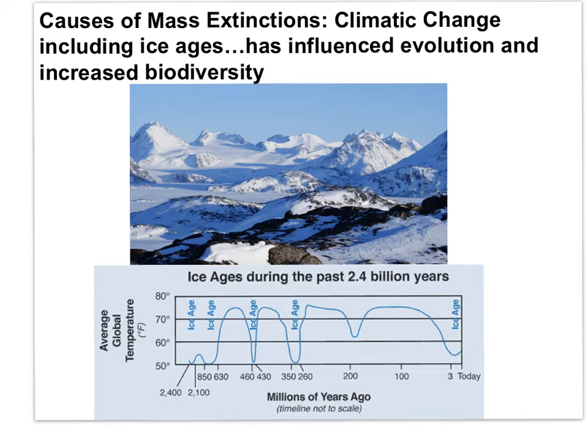Climatic change, including ice ages, has influenced evolution and increased biodiversity. This graph displays temperature fluctuation over long periods of time. With environmental change, such as the advance and retreat of glaciers, comes pressure on species to adapt. New species are formed. Evolution occurs.